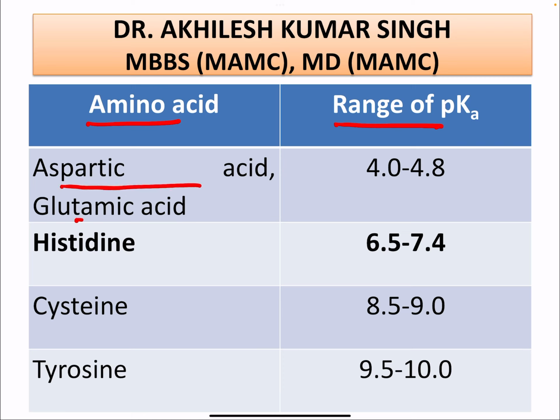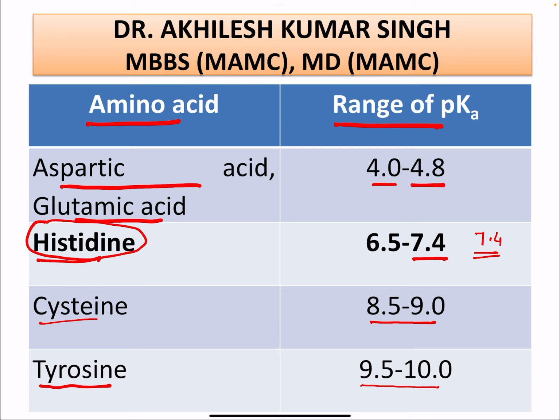The aspartic acid and the glutamic acid, their pK value is 4.0 to 4.8. Histidine, the pK value is 7.4. This is near the pH of the blood. The cysteine is 8.5 to 9.0, much higher than the pH of our blood. Tyrosine also has a very high pK value, 9.5 to 10.0. So of the given options, the histidine pK value is near the pH of our blood.